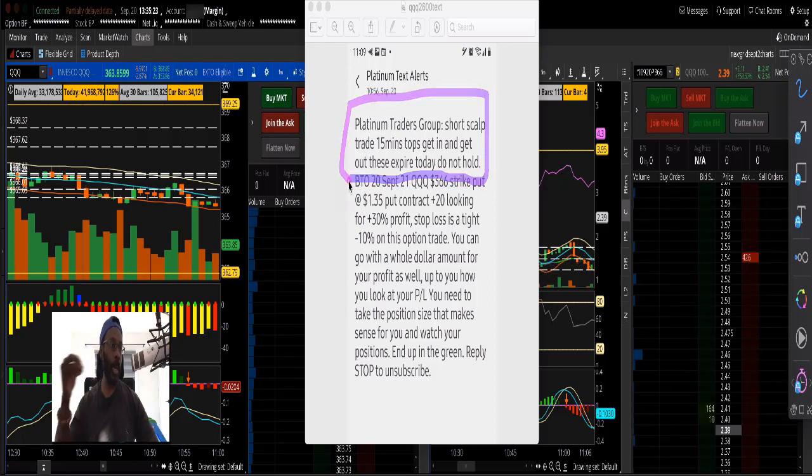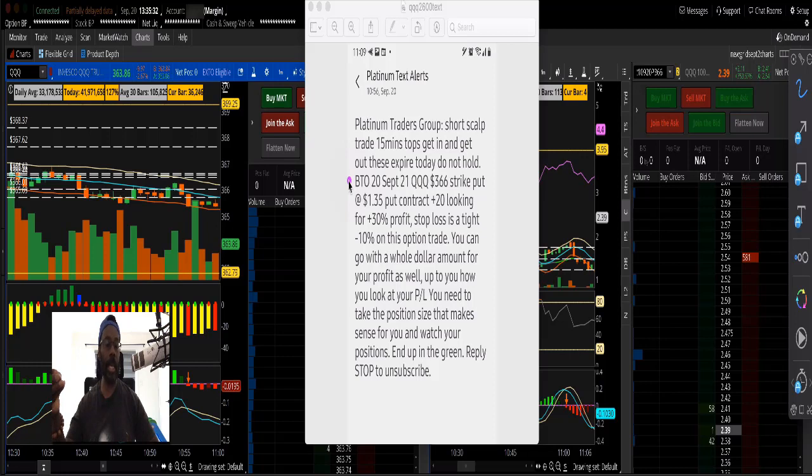So the actual expiration on the QQQ today was for today. The reason why I wanted to pick the QQQ today is because it was so cheap, it's expiring today. So I don't want my members to hold until the end of the day. I want them to be in and I want them to get out.